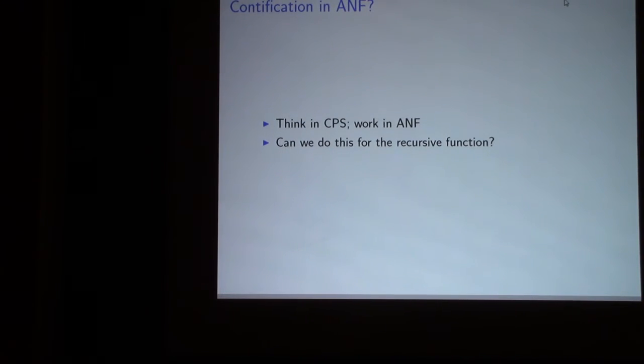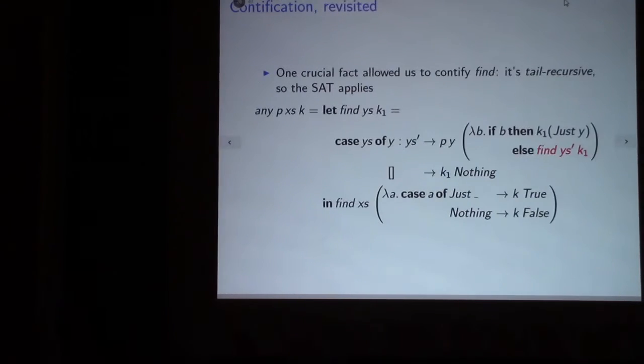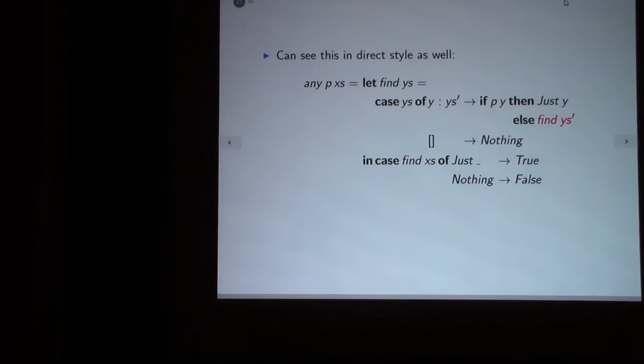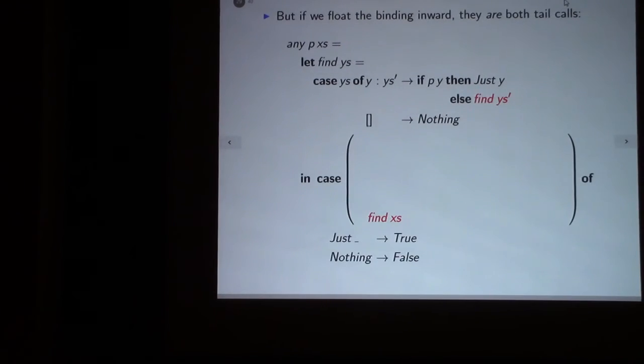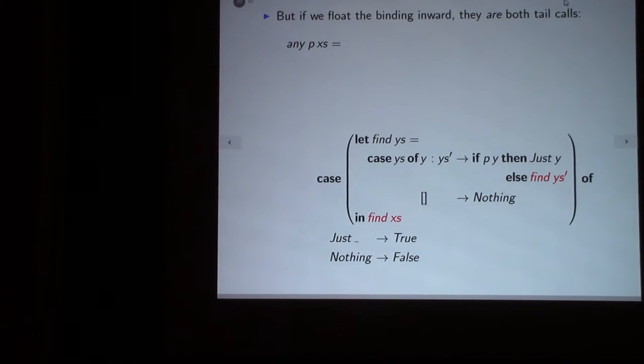We'd like to. The idea of ANF is you can do CPS things without actually having CPS. You can do the same sort of transforms. There's a special thing about find. It's tail recursive, which is why we can do the static argument transformation on the CPS. Tail recursion is something we can perfectly well see. And so we have to do a little funny thing here where we move the let inside the case. But once we do this, everything's a tail call, which is great.